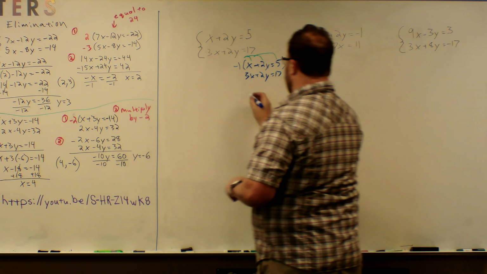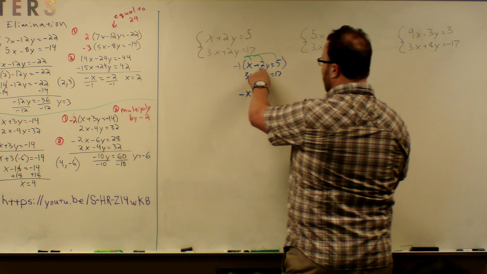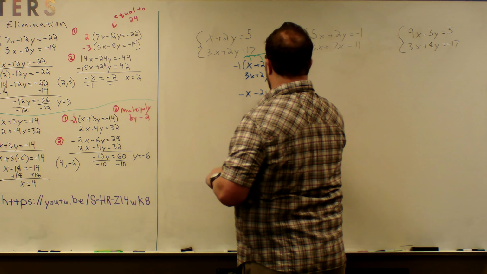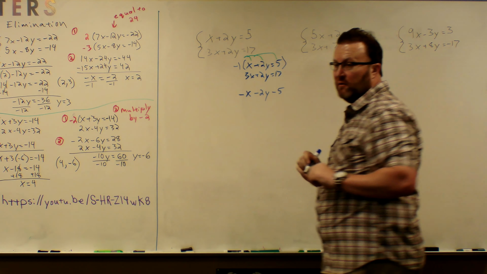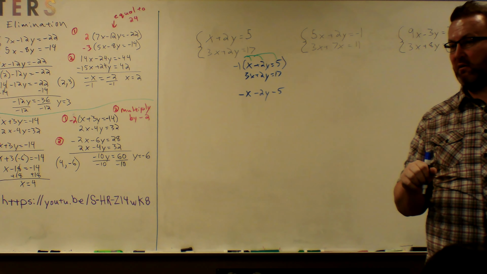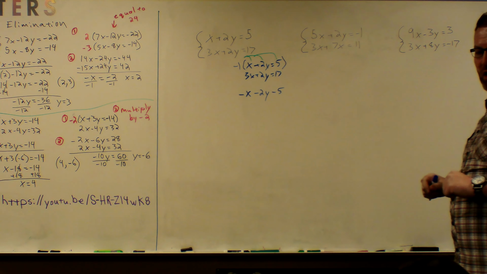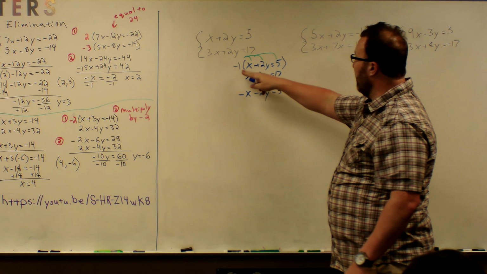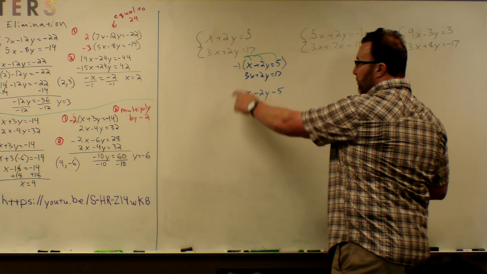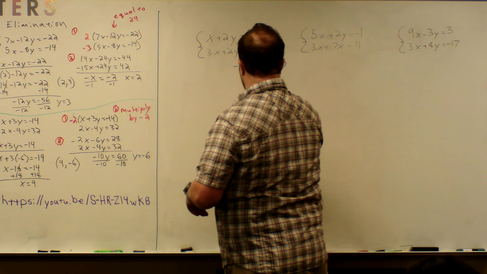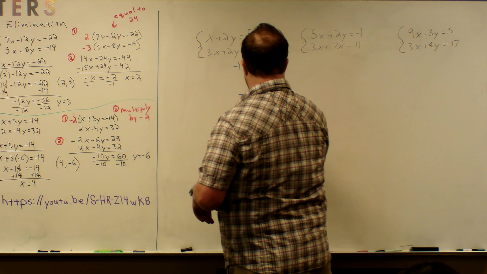Negative 1 times x, negative x. This is going to turn this to negative 2y. And it's also going to turn this 5 to negative 5. Does everyone understand? Remember, thumbs up or thumbs down, okay? If you don't, then I'll go through it again. So I multiplied by negative 1 everything in here, right? Now I'm going to take this other one, I'm going to write it underneath it, stack it on top of it so I can solve it.